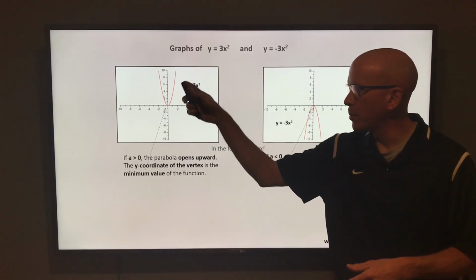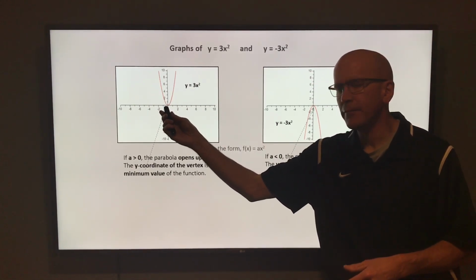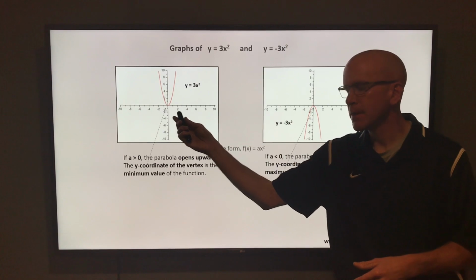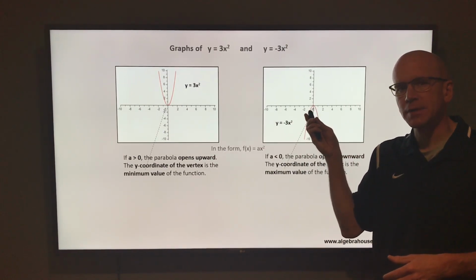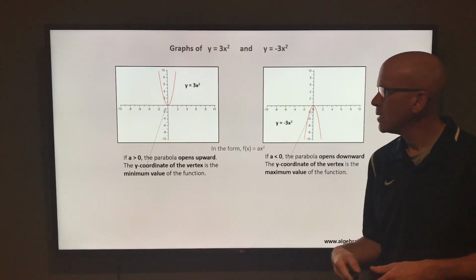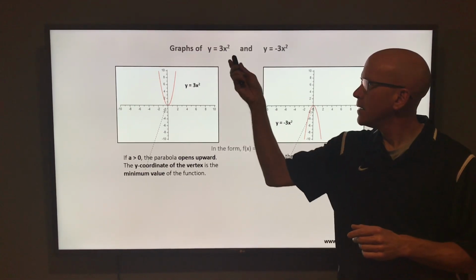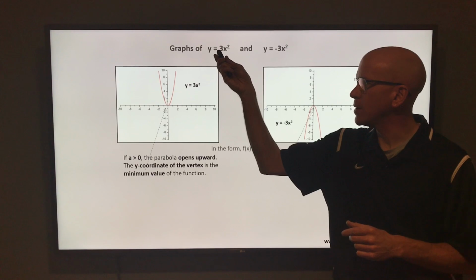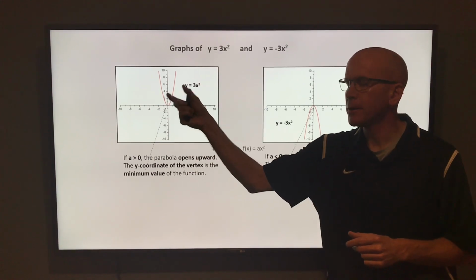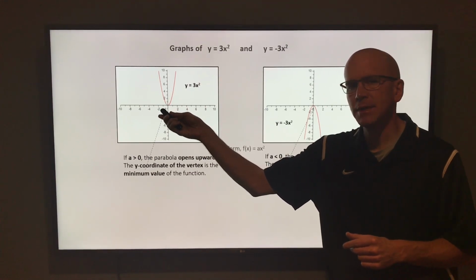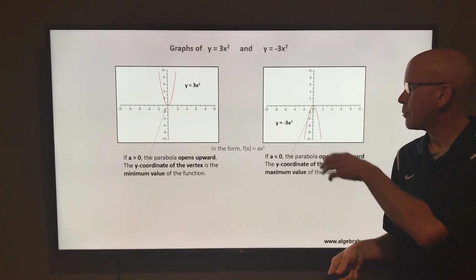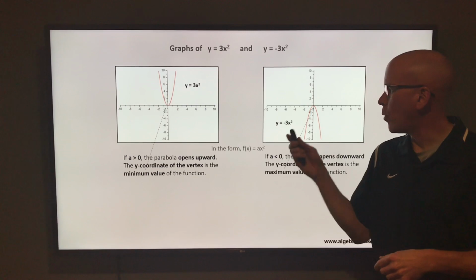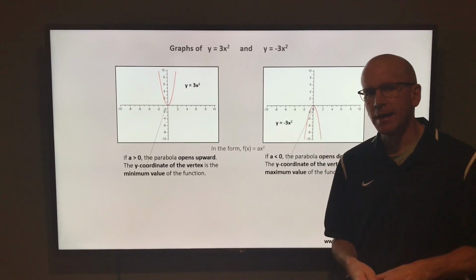So when the parabola opens upward, the y coordinate of the vertex is the minimum value. When the parabola opens downward, the y coordinate of the vertex is the maximum value. Once again, very important, if the coefficient of the x squared is positive, the parabola opens upward, and the y coordinate of the vertex is the minimum value. If the coefficient of x squared is negative, the parabola opens downward, and the y coordinate of the vertex is the maximum value.